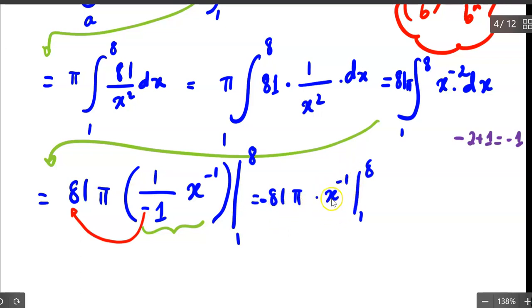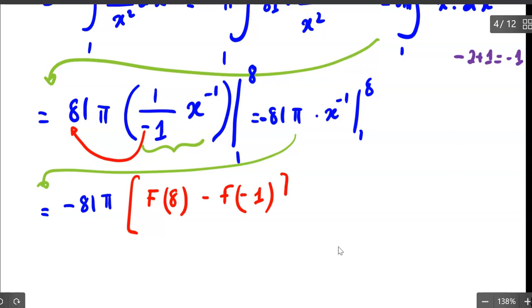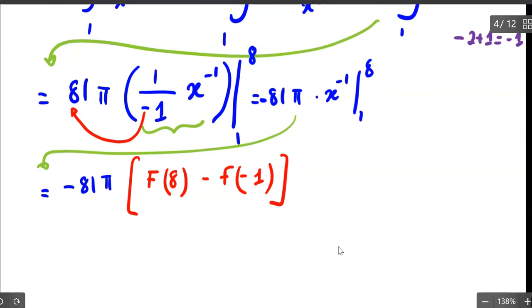And then all I have to do here is just have the x to the minus 1, evaluate from 1 to 8. So at this point, I'm going to write this like this. Alright, I'm going to write it as minus 81 pi multiplied by the fundamental theorem that I have to apply. So I have to multiply by f of a minus f of 1. That means you are going to raise this a to the exponent minus 1 and this minus, it will be just the f of 1, okay? So your x in this case will be 8 and your x in this case will be 1.